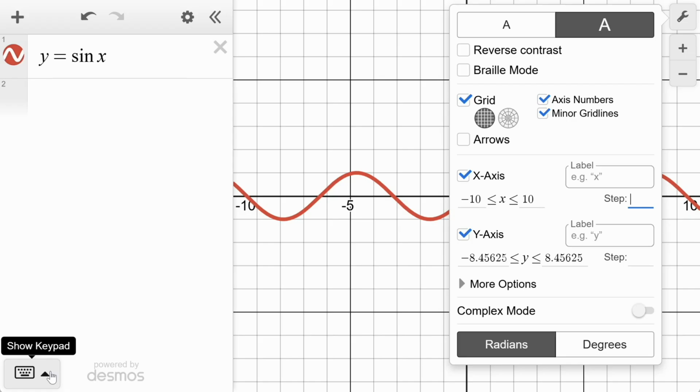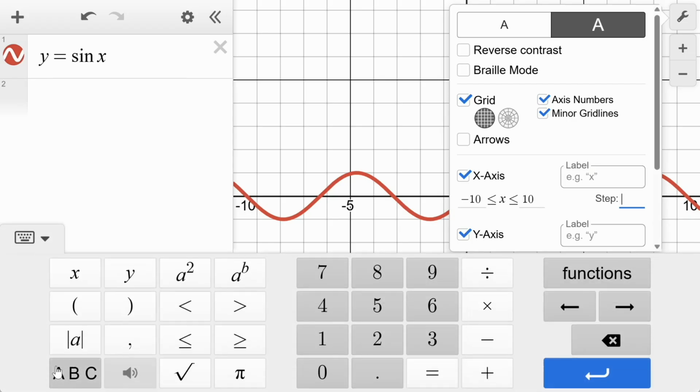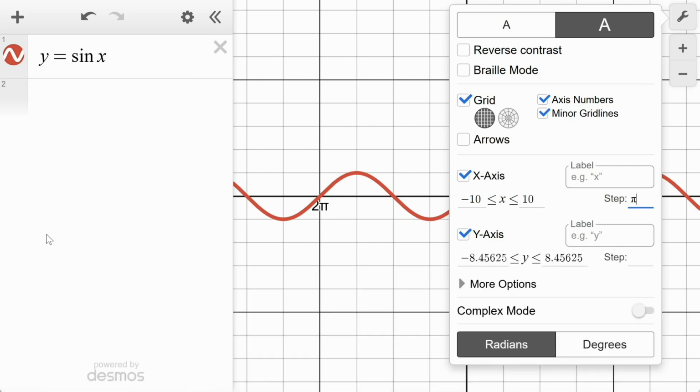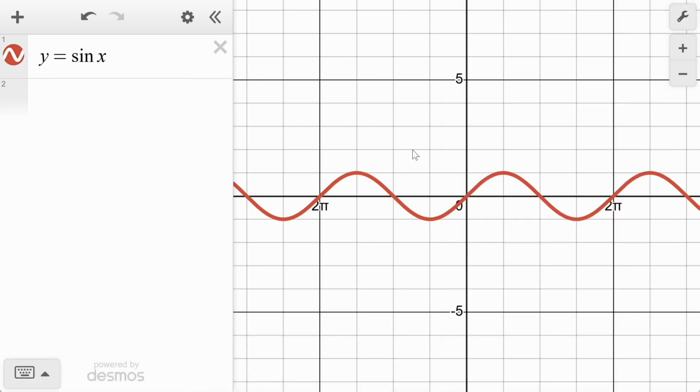You've got to go under this keypad that's built in and find the pi, which is right there. If you put that there, now you'll notice that you have 2 pi there, -2 pi there, and so on. And then as you change this, that'll change accordingly.